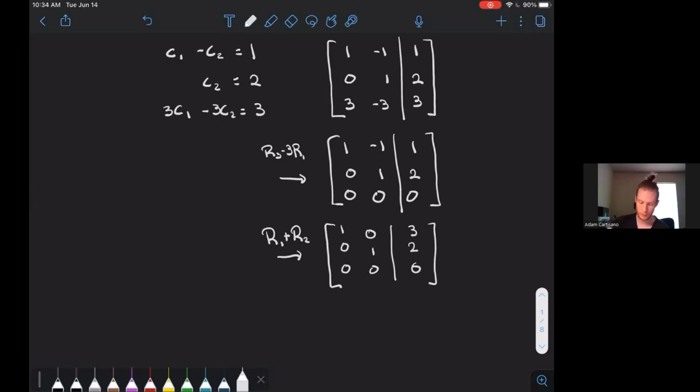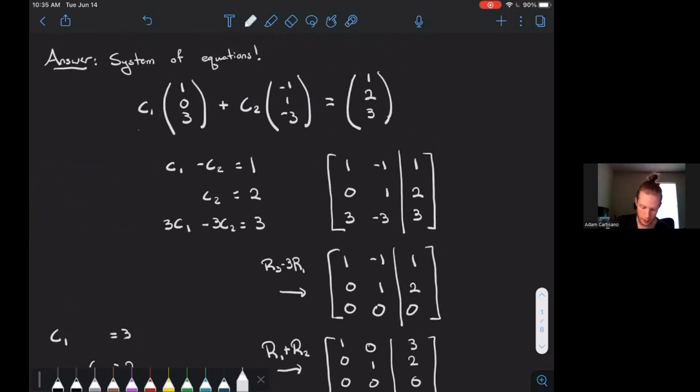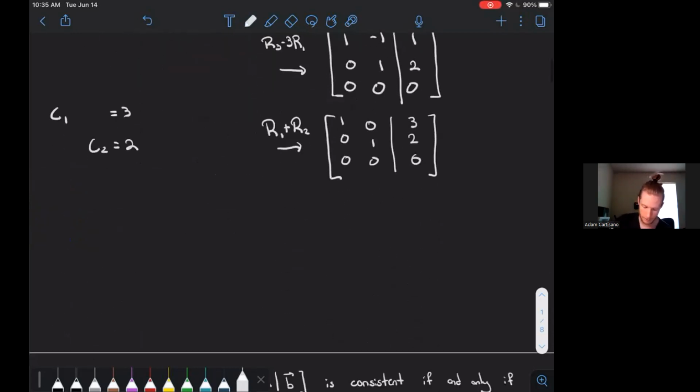And notice, in keeping with Gauss-Jordan elimination, we now convert this back to the corresponding linear system. It just reads c1 equals 3 and c2 equals 2. Let me make that a little bit more obvious: 1c1 equals 3 and 1c2 equals 2. So the solution is just sitting right here for us. Apparently, in the context of our original problem, c1 should be 3 and c2 should be 2. Let's just check that.